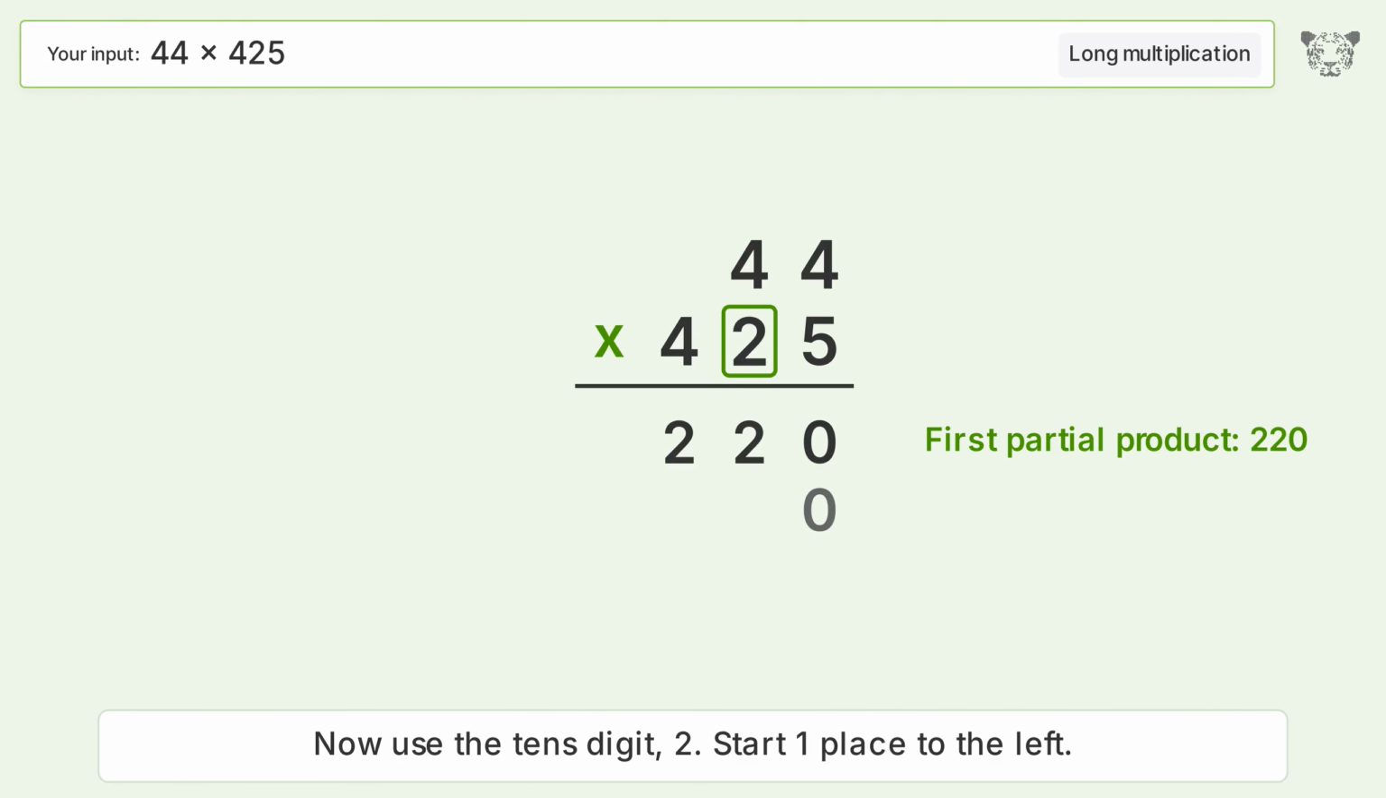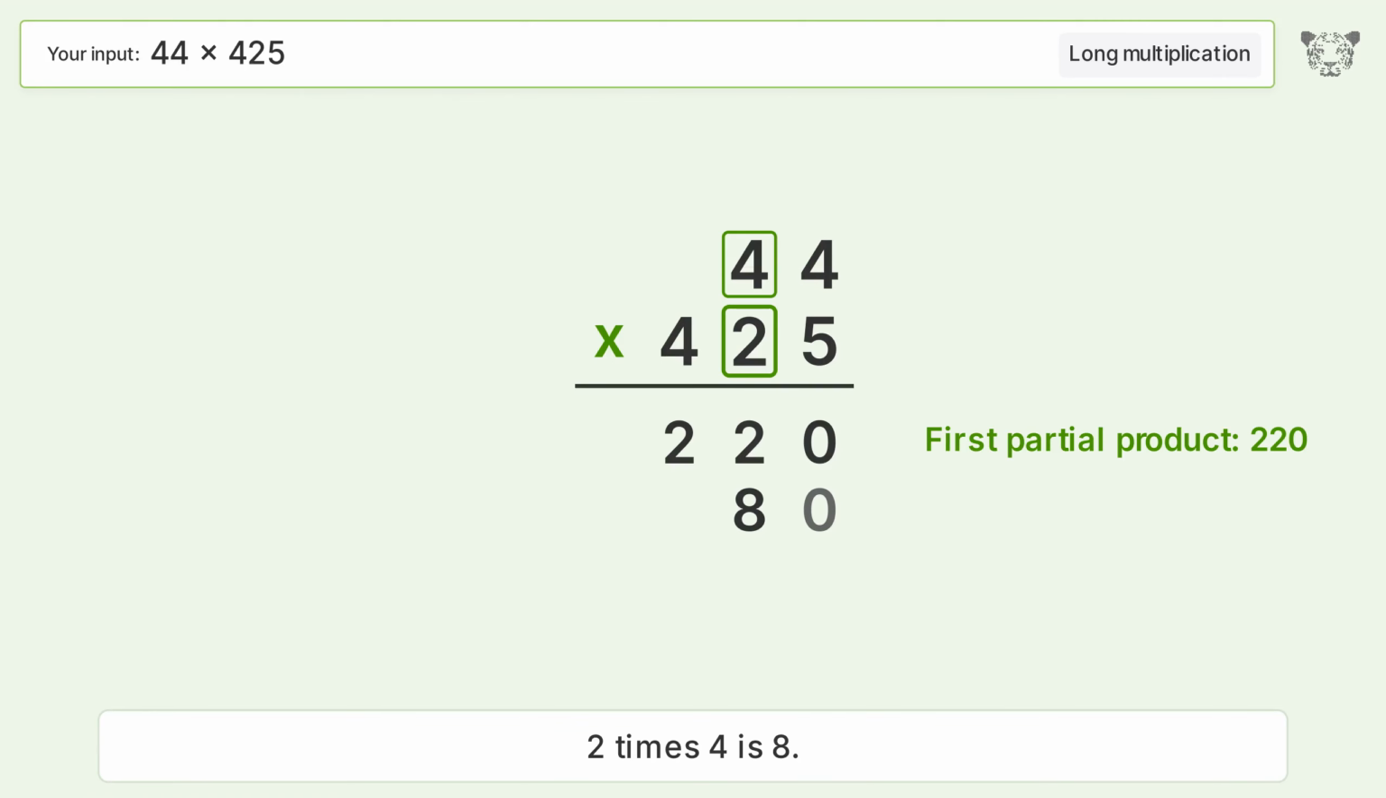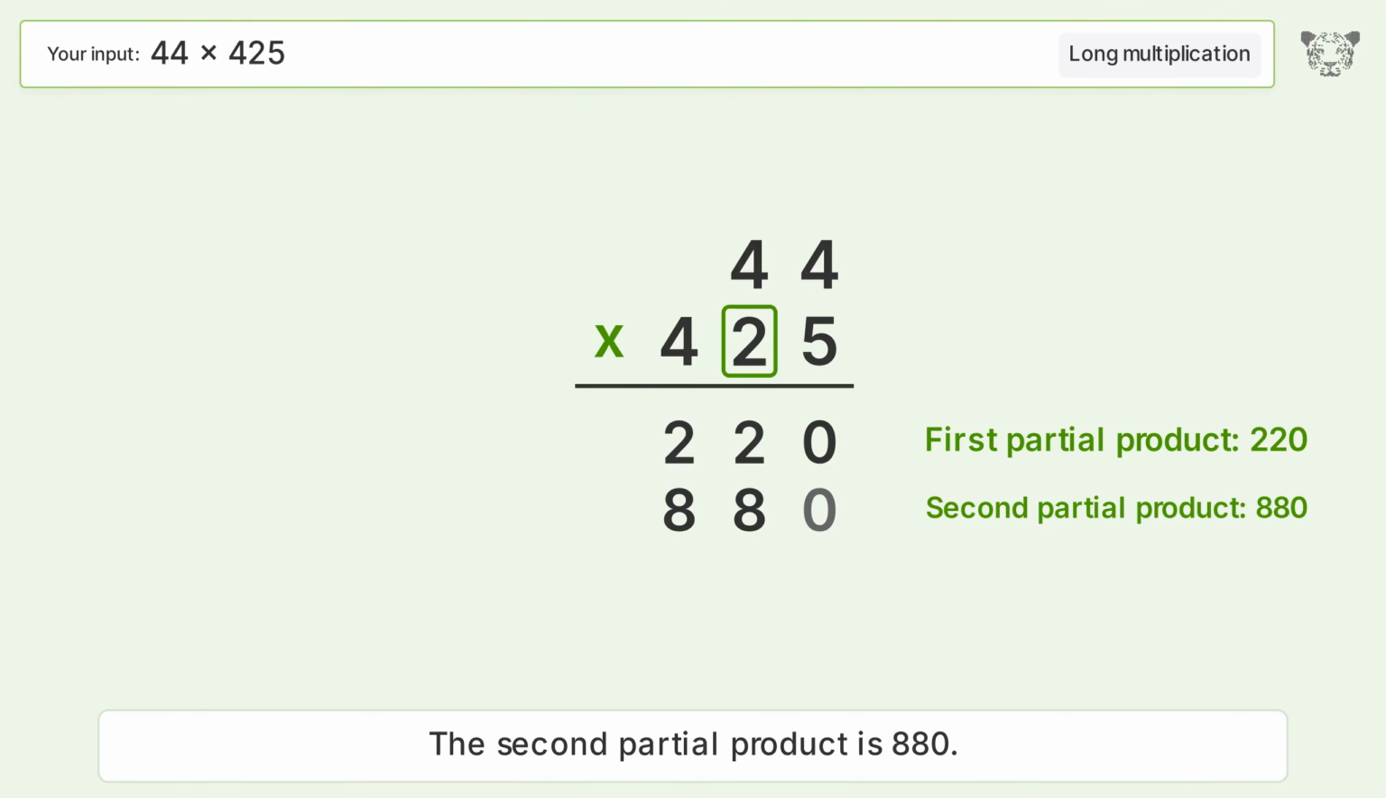Now use the tens digit, 2. Start one place to the left. 2 times 4 is 8. 2 times 4 is 8. The second partial product is 880.